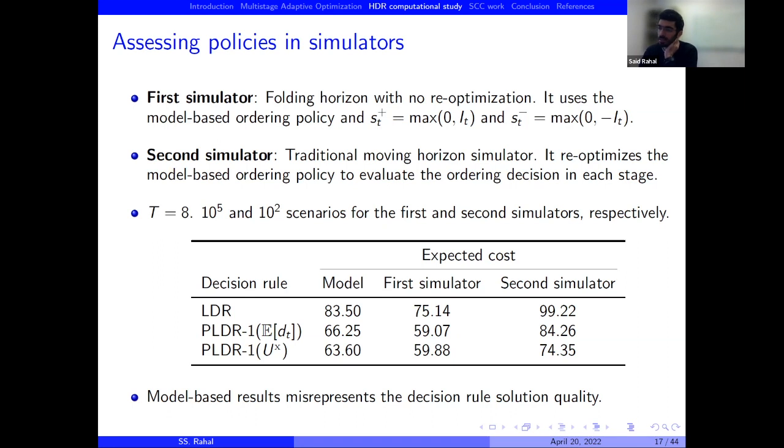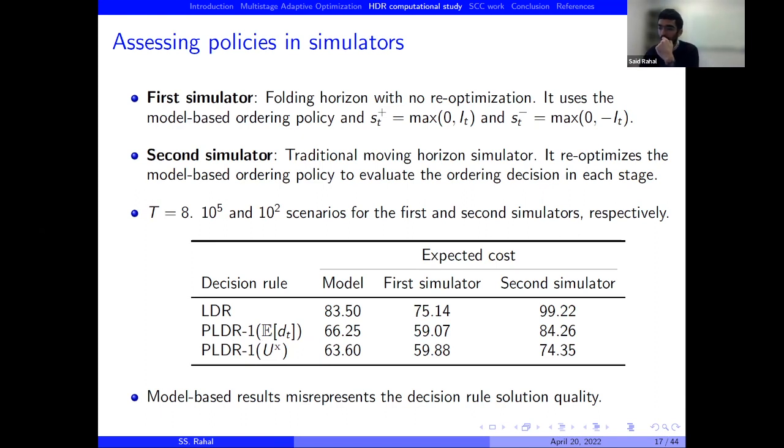What we found is that not only does the model overestimate the quality or the cost given by a given decision rule, it may also misrepresent the, between quotes, true solution quality of the approximation. In particular, if we compare the model column with the first simulator, we see that in the model, PLDR1 with UX as a breakpoint is superior to PLDR1 with the expected value as a breakpoint. However, in the simulator, this is reversed. PLDR1 with a breakpoint at the expected value is found to be superior to PLDR1 with a breakpoint at UX, by a small margin, but still.